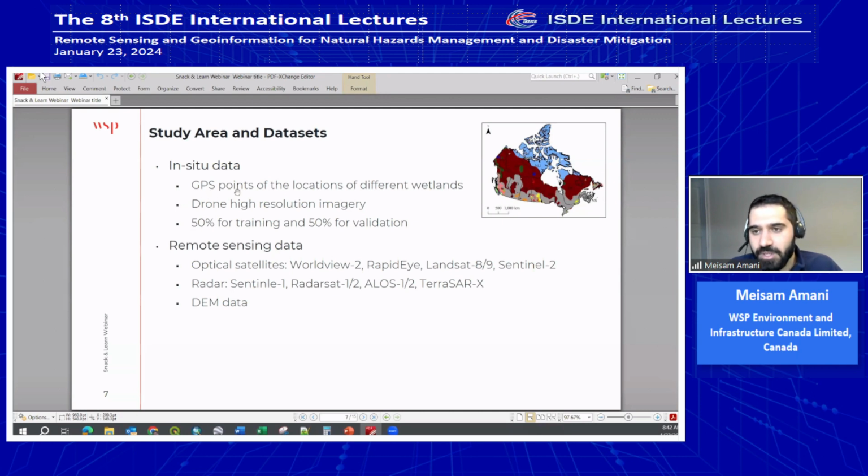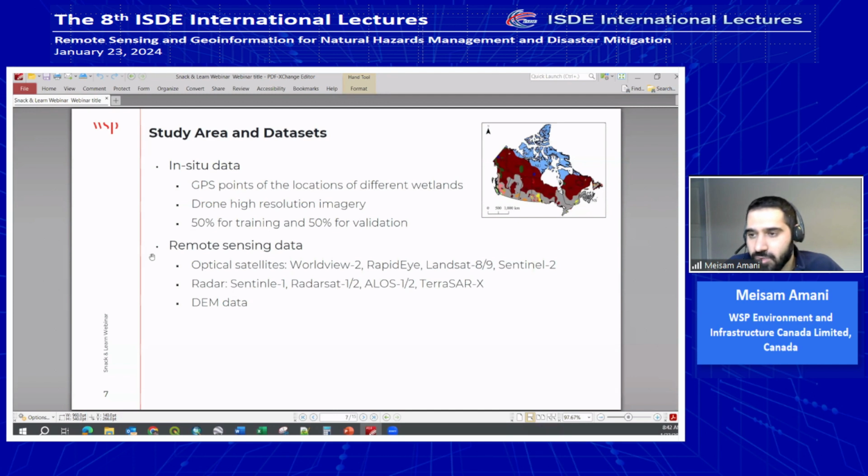When we use drone high resolution images, we actually reduce some of those GPS point collection surveys. And in situ data, as I mentioned, are important because we usually use them for training our AI models and also for validation of our final remote sensing products and for accuracy assessment purposes.